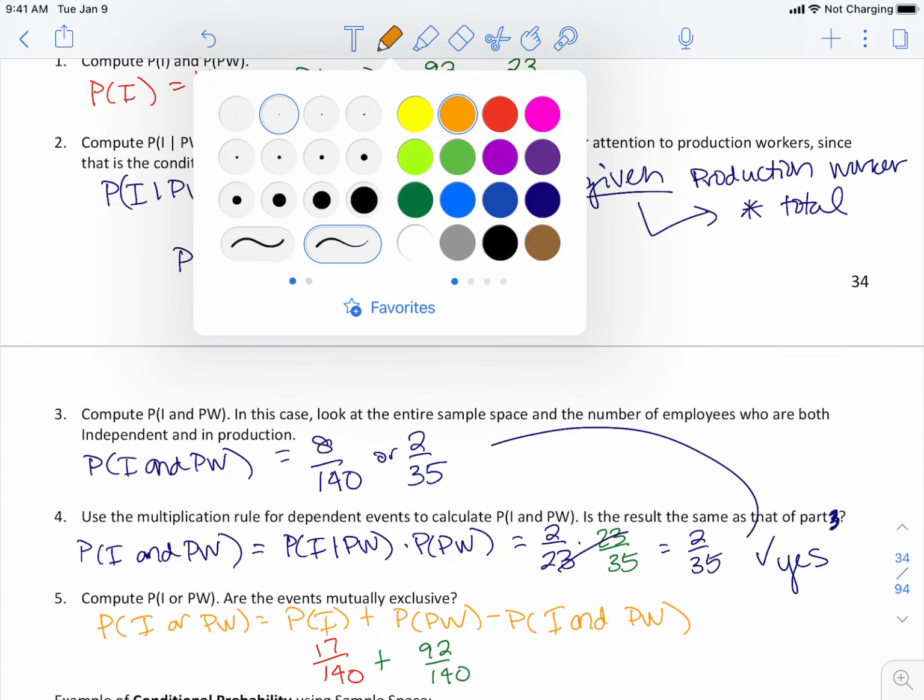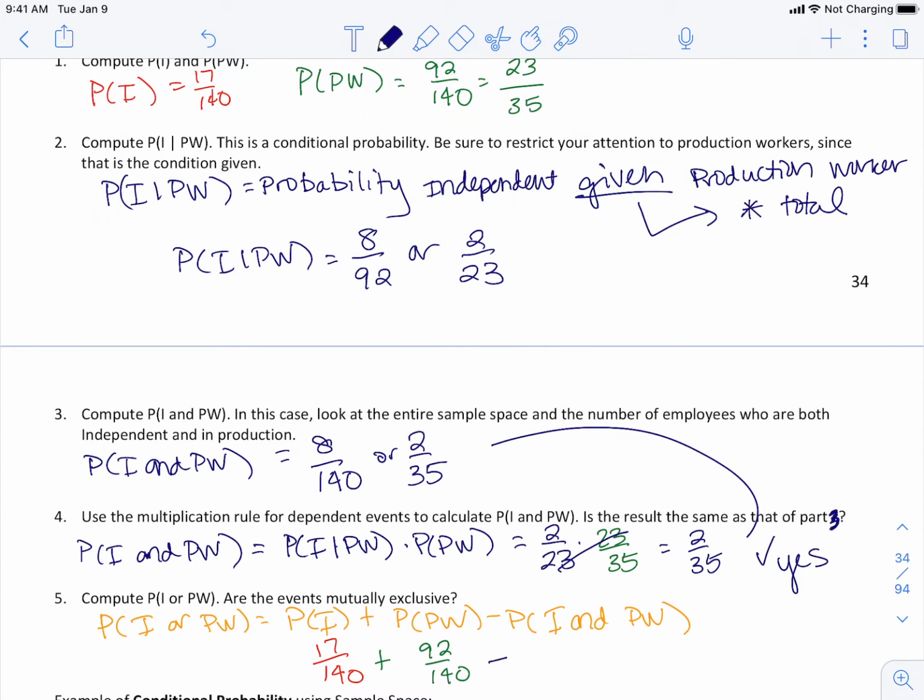And then minus the probability that someone was independent and a production worker, which is 8 out of 140. And therefore, that is going to give us 101 out of 140.